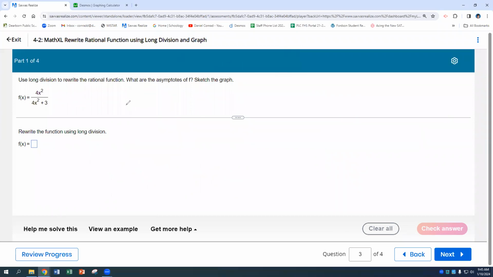Right. So we're gonna do long division here. So 4x squared plus 3 into 4x squared. Well, it can only go once, right? So 1 times 4x squared. And then 1 times 3. We're subtracting. So that cancels, and that gives us a remainder of 3. So we have 1 minus 3 over 4x squared plus 3.